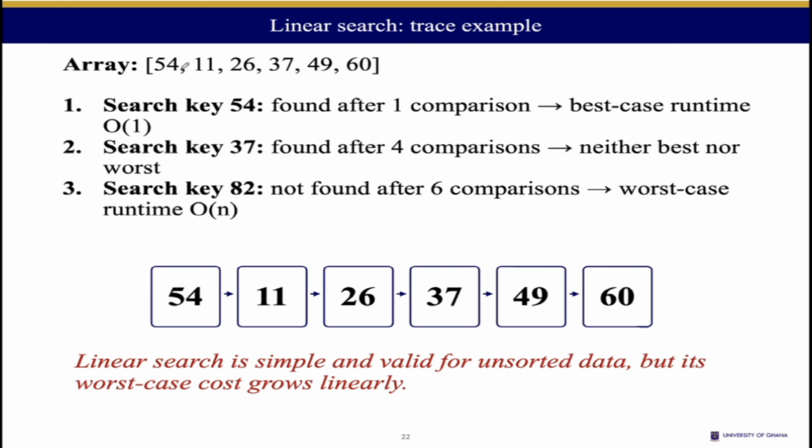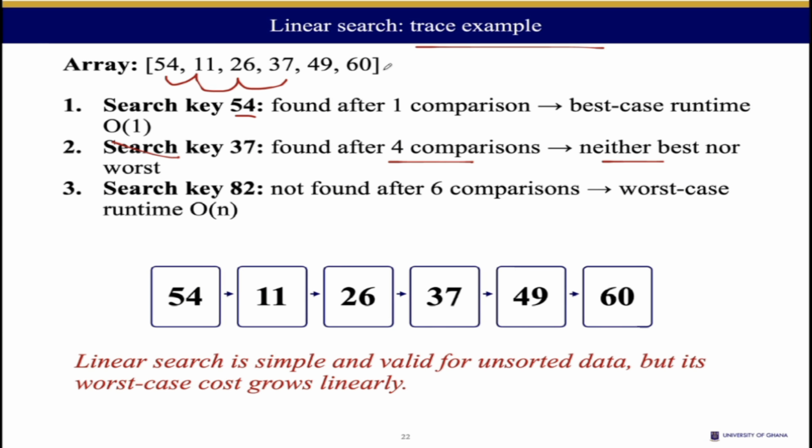That's why if you look at what I have here, you are using a trace. Tracing means that by inspection, this is the thing. The key is 54. By inspection, you know that my first item is there, so it's O of 1. Now I'm going to look for a key. The key is 37. After iteration 1, iteration 2, iteration 3, iteration 4, I find it. So after 4 comparisons, I find it. This is neither best case nor worst case. That's why it's the average case.